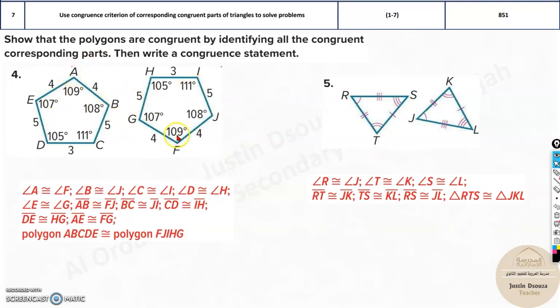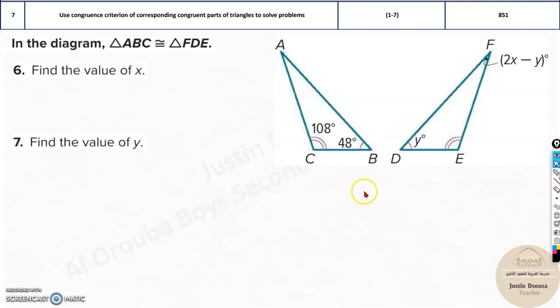Now A is 109, over here 109. B is 108, 108. Similarly, you can do all the others. So A is corresponding to F, AF, B and J, B and J, C and C is 111, C and I. So C and I, yeah. Similarly, you should do the others.